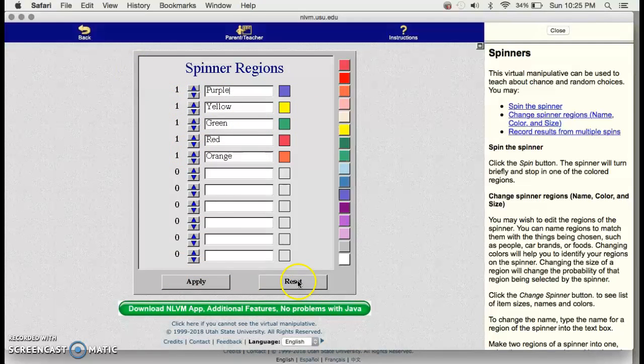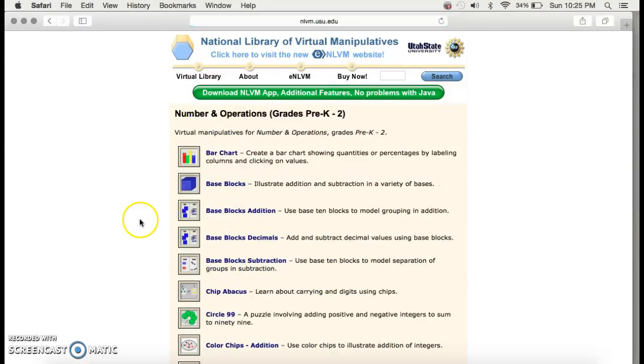So I like that because it's very changeable, so it's not like you have to do these 5 colors and that is it. You can kind of make it your own depending on how difficult your lesson is.